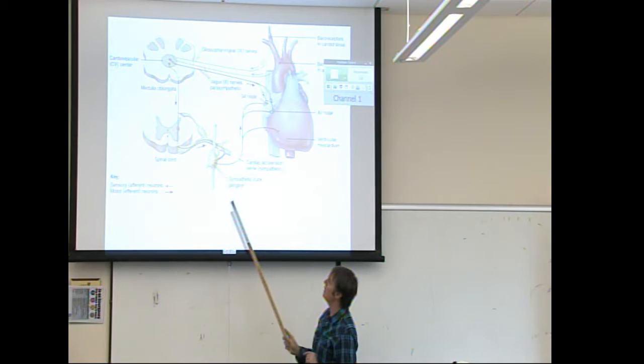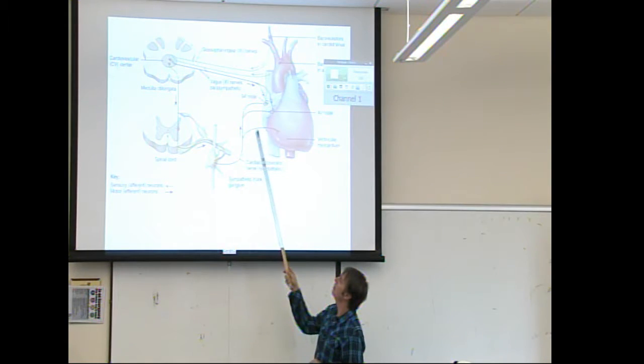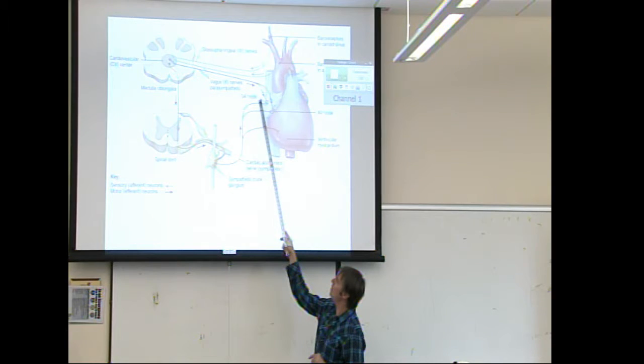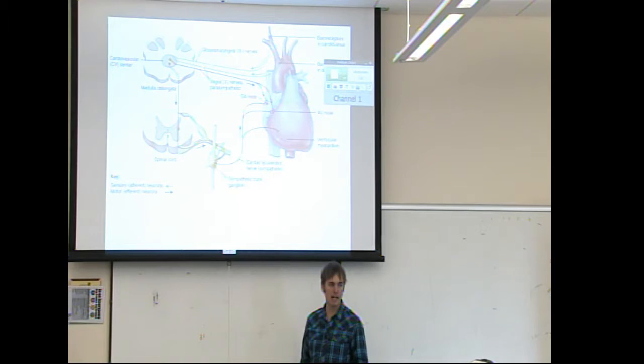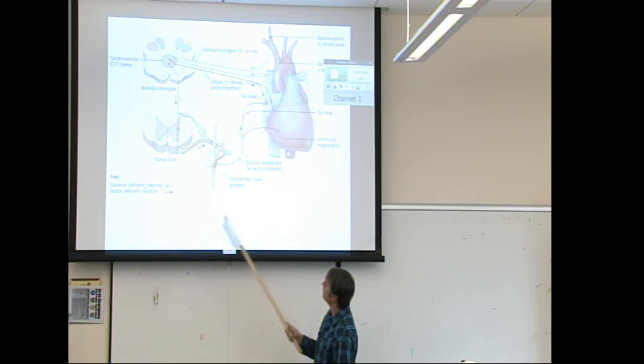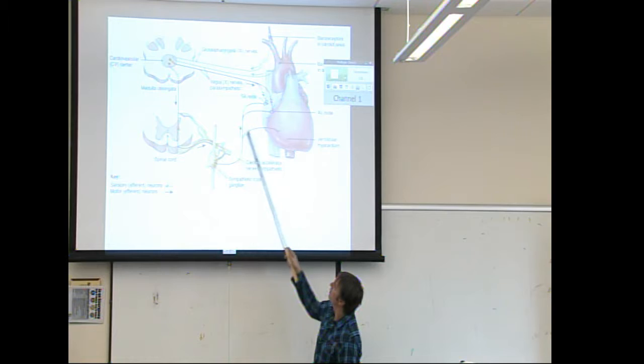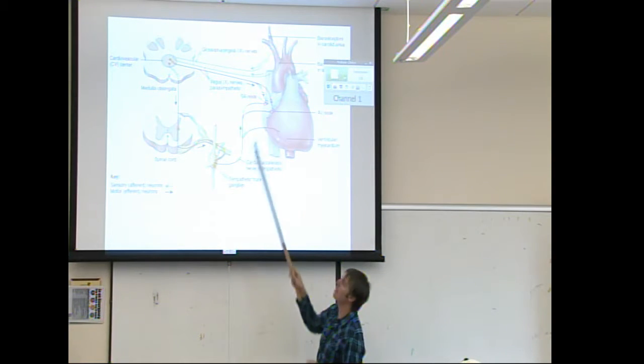And then you can send information back to the SA node there. What do you think? What does the SA node do again? It decides what the heart rate is, right? That's where it's kind of set. So it's the main places. You could also send information back to the AV node as well.